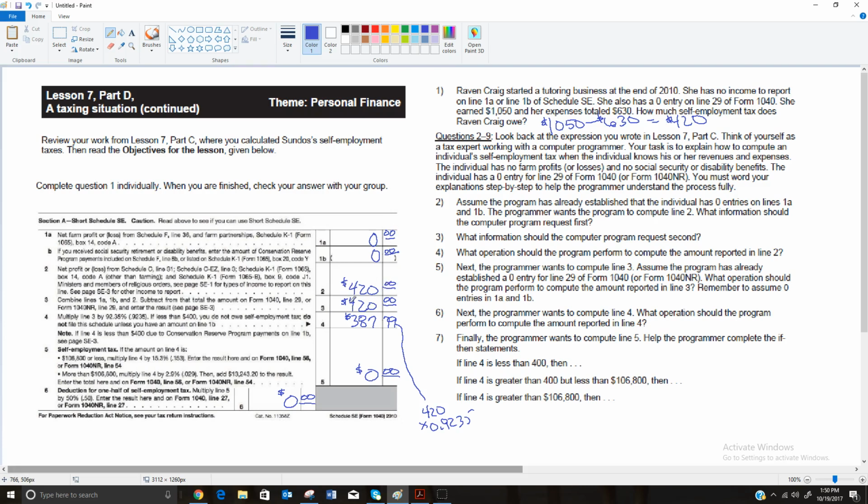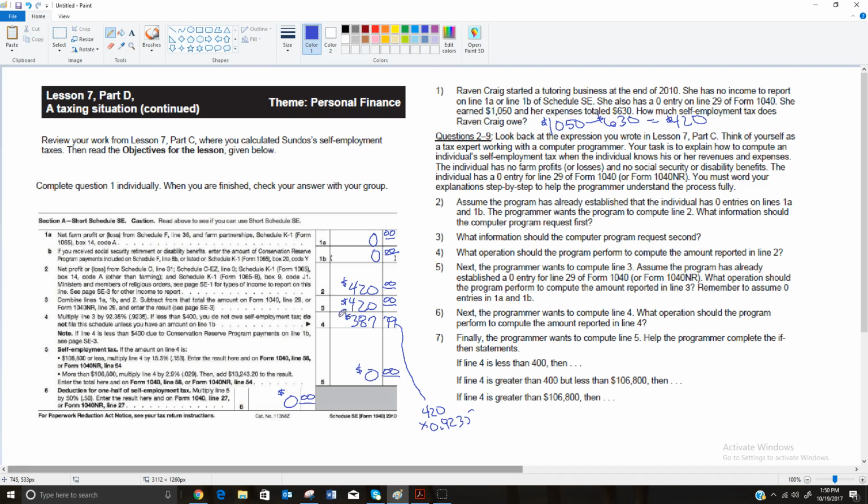We add these 3 amounts to get line 3, which is 0 plus 0 plus 420, so we get 420 again. And then for here, we're going to multiply line 3 by 0.9235. So if we do that, then we get $387.79. Well, this line says if it's less than $400, you don't owe any self-employment tax. So we don't need to go to line 5 and multiply by 0.153 because she made too little money. Again, the government basically says, if that's all that you made, go ahead and you can just keep it all. We're not going to take any from you. One time maybe that the government takes a little pity on people.